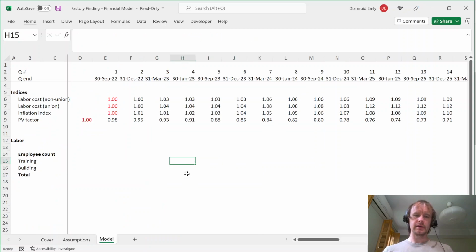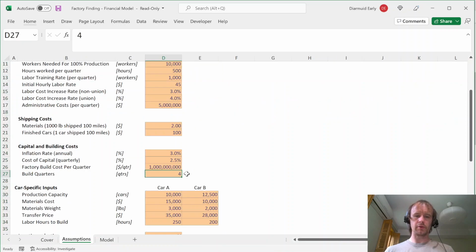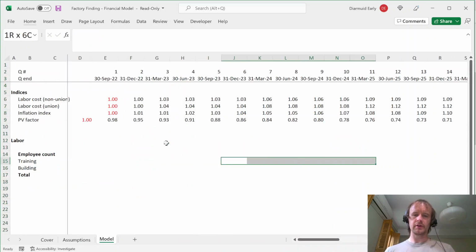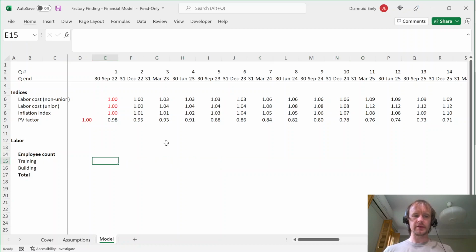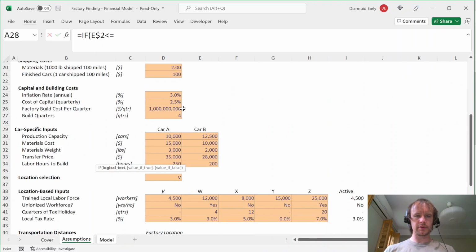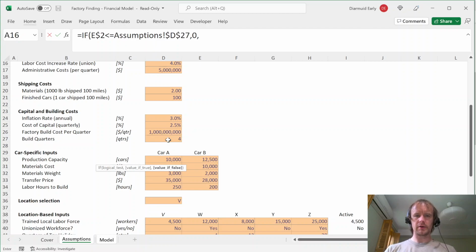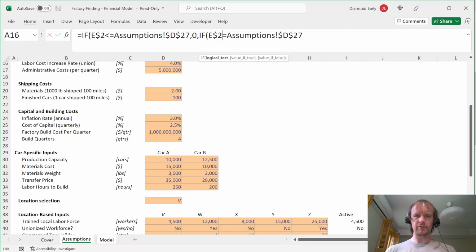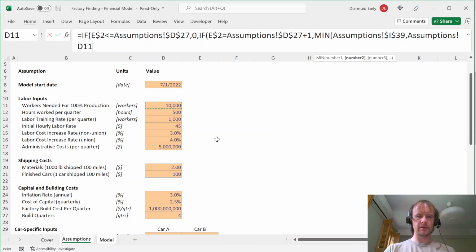So what I'm going to do instead, basically you've got 3 different zones. During build time, nothing happens. Then you've got the first quarter when you hire the whole local labor pool up to 10,000 people, and then subsequent quarters, everything after here, where you're adding 1,000 up until you get to that 10,000. So you can do that with an if: if the quarter number is less than or equal to your number of build quarters, then 0. Otherwise, if the quarter number is equal to the build quarters plus 1, then it's the smaller of how many people are available to hire that are already skilled, versus the number you need.